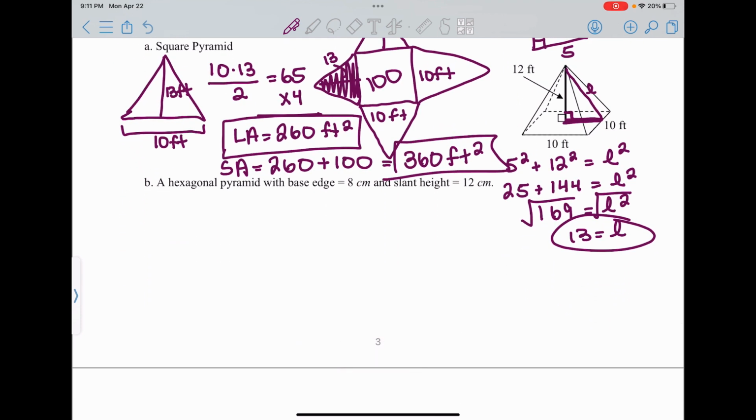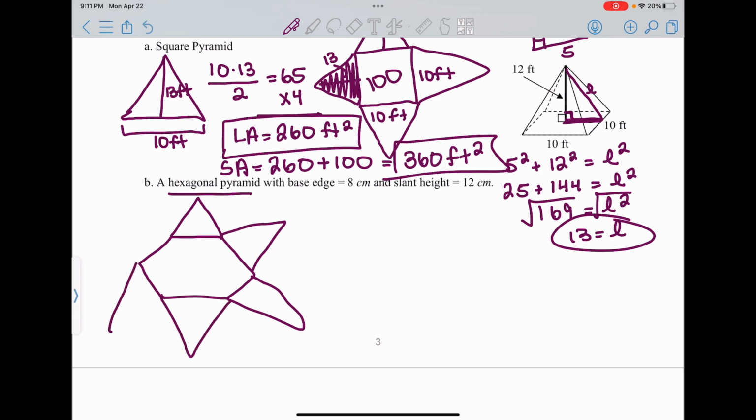In B, they did not give us a picture, but they did tell us I have a hexagonal pyramid. So I'm going to attempt to draw a hexagon. And for each base edge, I have a triangle. It says the base edge is 8 and the slant height is 12, which means the height of each of my triangles is 12 centimeters.